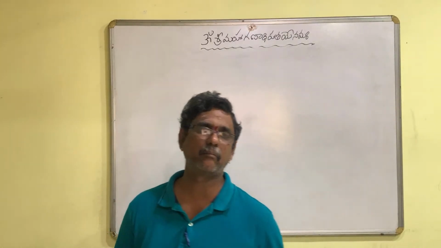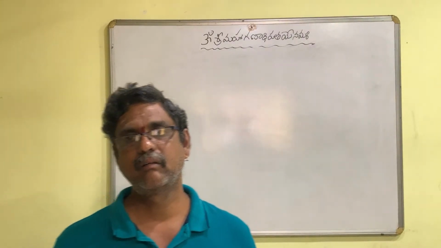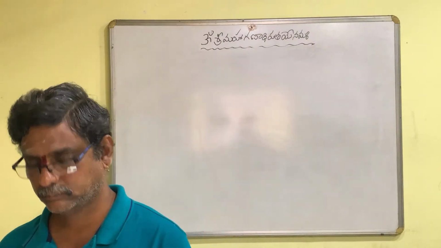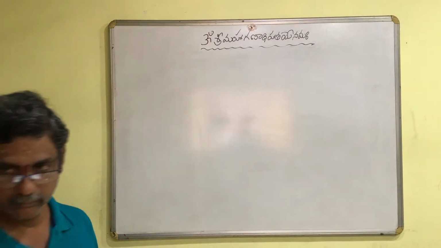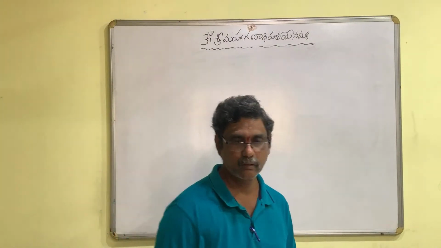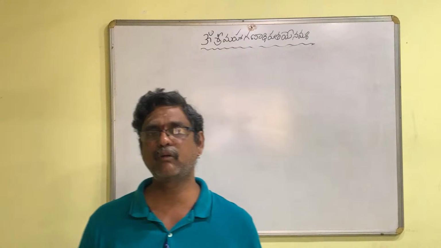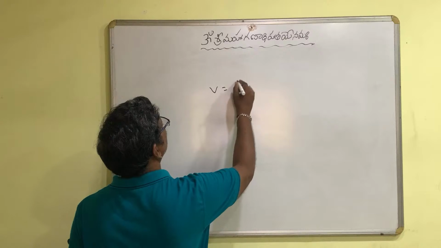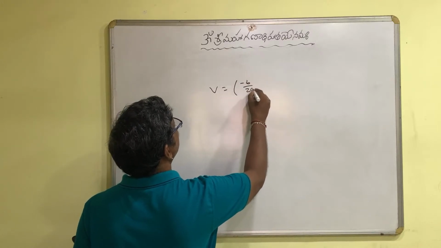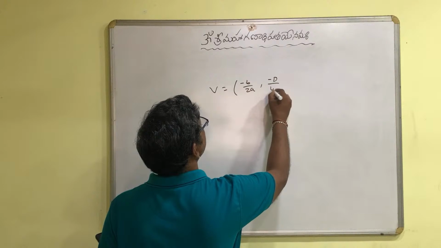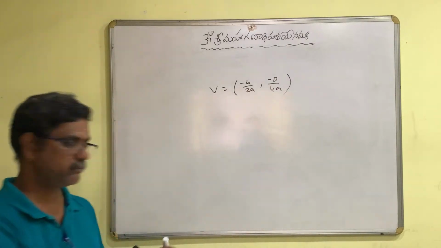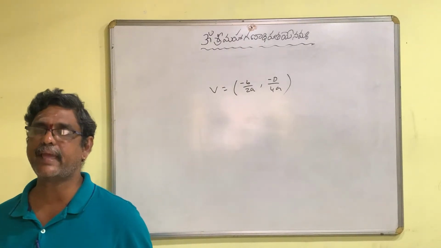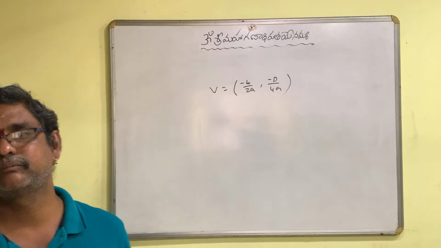Can anyone say the formula for vertex? What is the formula to find out the vertex of the parabola? Vertex of the parabola is minus b by 2a, minus D by 4a. Note it down. Minus b by 2a, minus D by 4a. Vertex of the parabola.